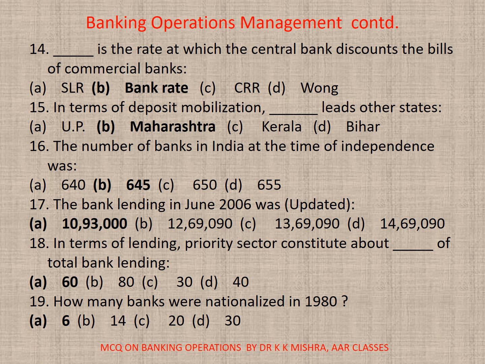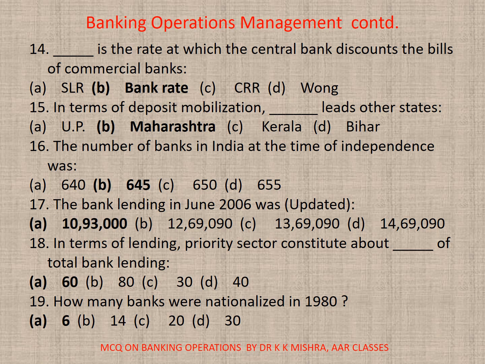18. In terms of lending, priority sector constitutes about dash of total bank lending. A. 60, B. 80, C. 30, D. 40. Correct option is A. 60.